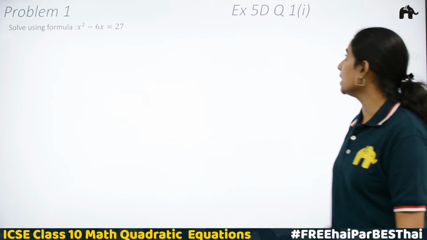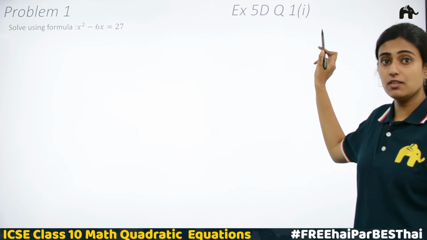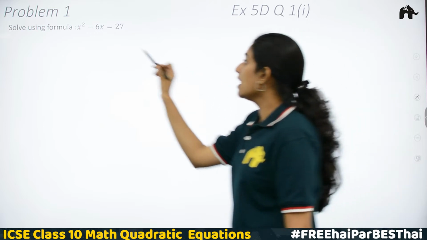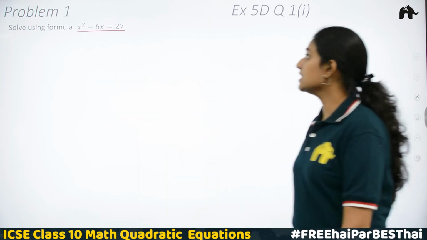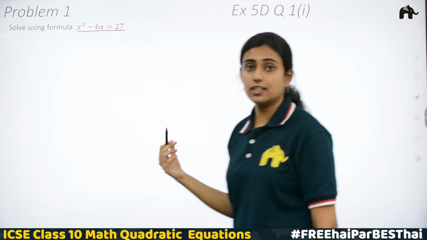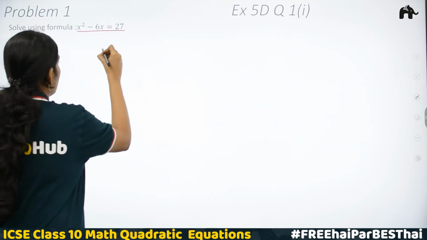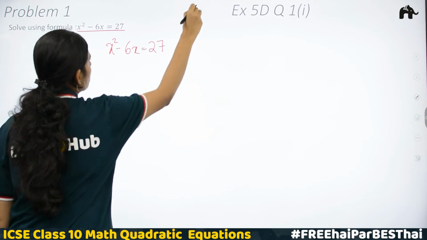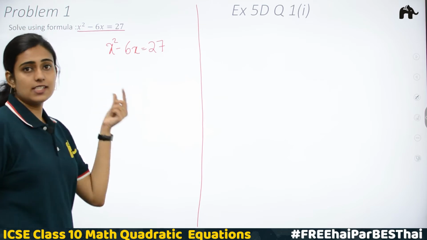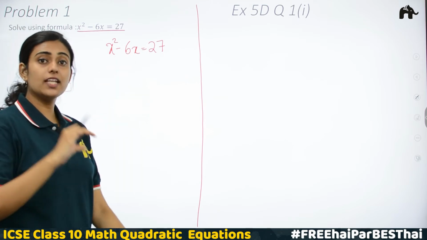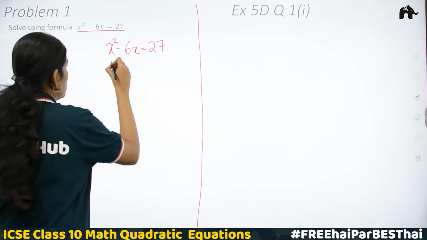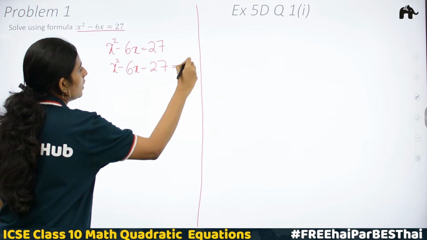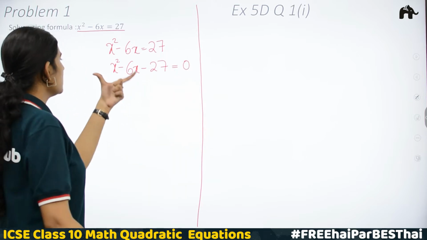Here is our first problem. Question 1, sub-question 1 of exercise 5D. Solve using formula x square minus 6x is equal to 27. First, we have to convert it into the standard form. Just by rearranging this, x square minus 6x is equal to 27. Okay, bringing this 27 to the left hand side to make it the standard form of quadratic equation. X square minus 6x minus 27 is equal to 0. Okay, we got the standard form.